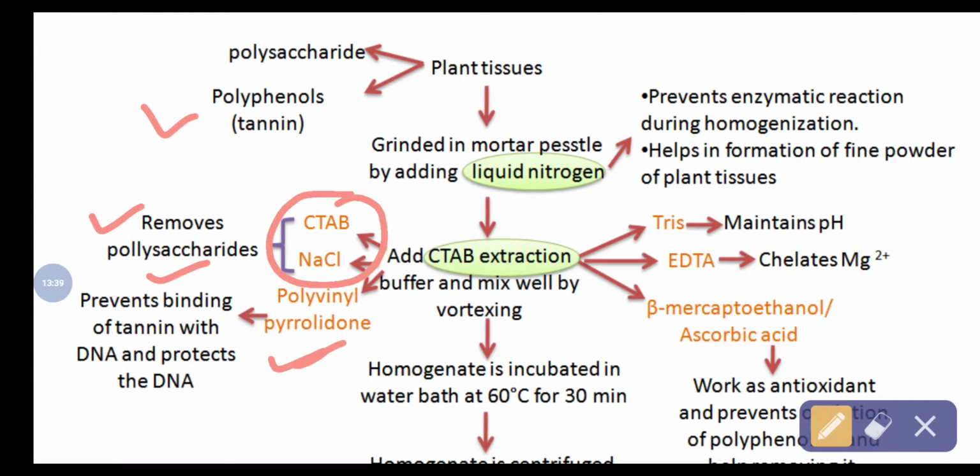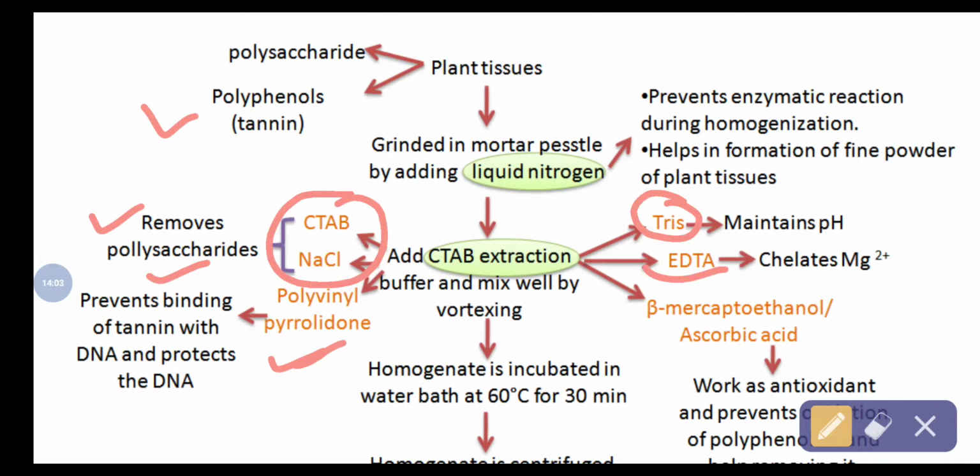Right? Next chemical we are using here is Tris. In our previous lesson, we have seen what the purpose of this Tris is. This Tris is working as a pH maintaining chemical. It maintains the pH of the solution. It maintains the pH of the reaction. Okay. Then we have EDTA.